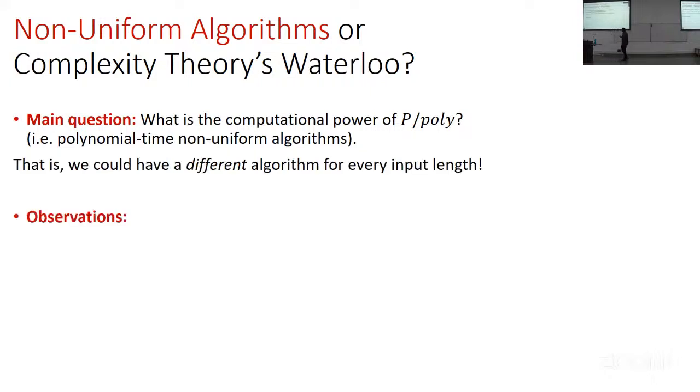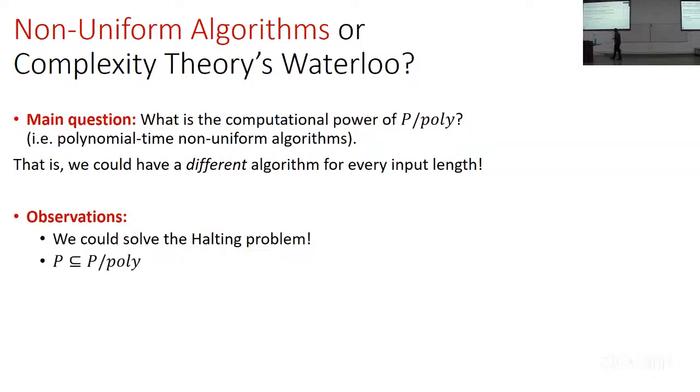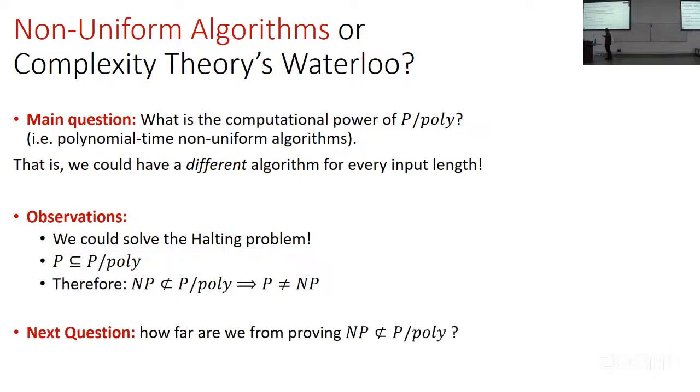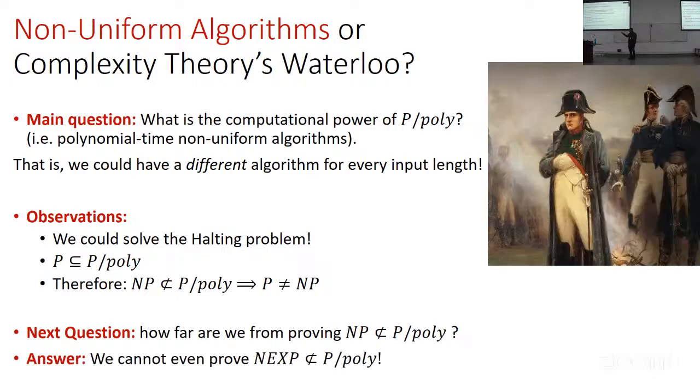And it's interesting because already here we can solve some really nasty things. We can solve the halting problem. Non-uniform algorithms can solve the halting problem. Moreover, since it captures uniform algorithms, P is a subset of P/poly. I'll define this in a second. And so if you could prove lower bounds against these non-uniform algorithms, they imply lower bounds against uniform algorithms. So if we could prove that NP is not in P/poly, that implies P is not equal to NP. So the most natural question is, how far are we from proving something like this?